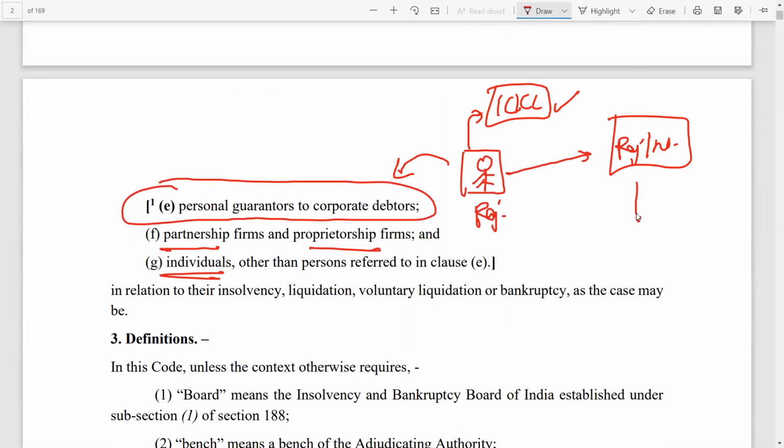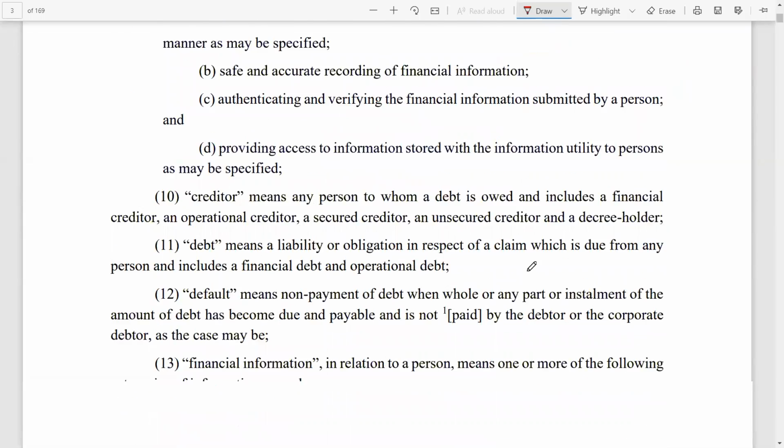So he is the personal guarantor to the corporate debtor, and he is covered in point number E. But let's say Mr. Raj took a loan in his personal capacity, then he will fall under the category of clause G, that is, the individuals. Then you have certain points.